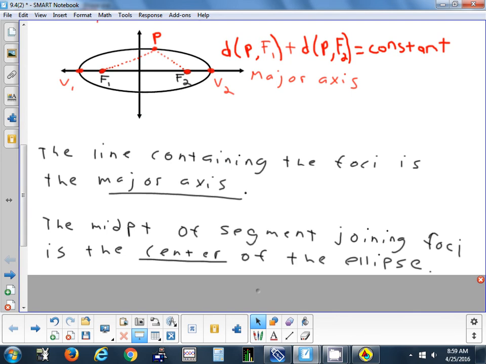If you connect the two foci with a segment and you find the midpoint between the two foci, that's called the center. So whatever's halfway between the two foci, that's the center of your ellipse. And we'll see in a little bit, the center is an important point. We always need to know where the center is if we're going to write the equation.